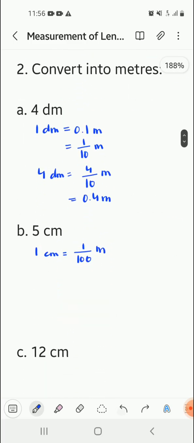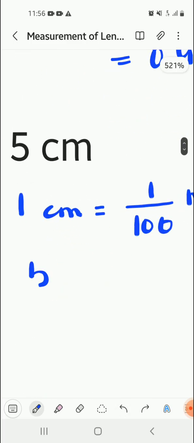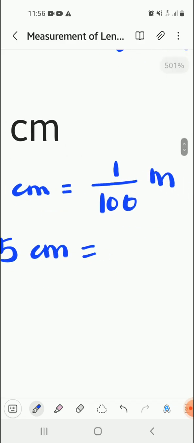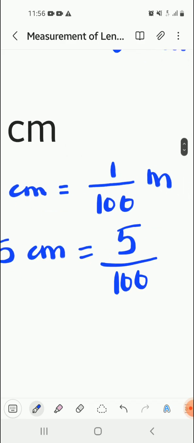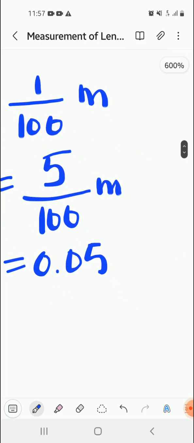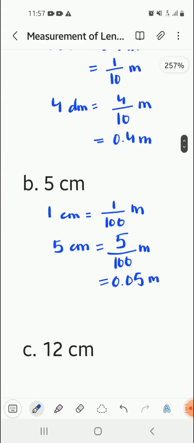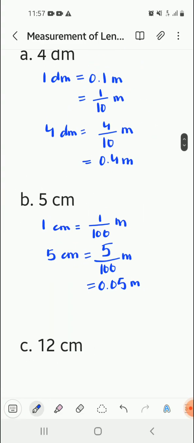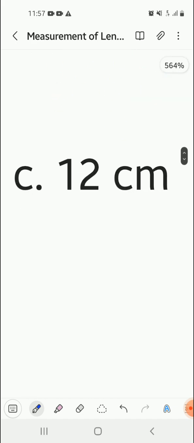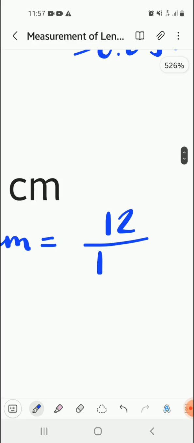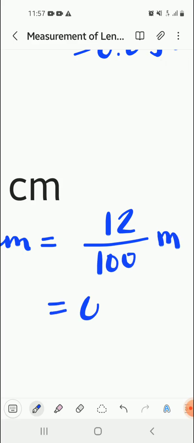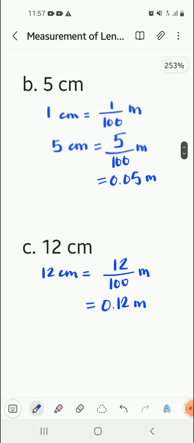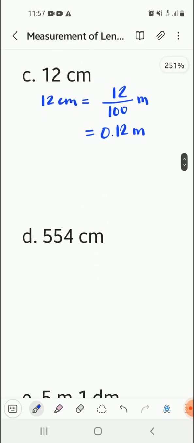Now let's get back to the question. We've got 1 centimeter is equal to 1 by 100. So 5 centimeter is equal to 5 by 100 meter, which is 0.05 meter. That's it. Moving on to the next question, 12 centimeter. So 12 centimeter will be 12 by 100 meter, which is 0.12 meter. Moving on to the next question.